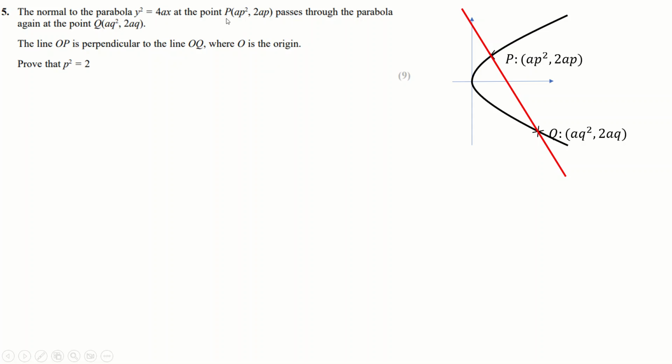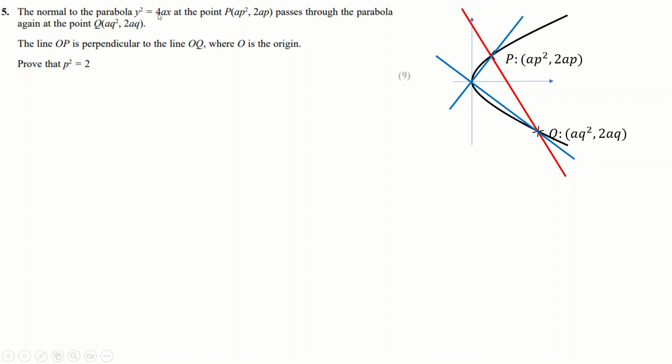there's a normal to P, sorry, so this is a right angle here. There's a normal to P that just happens to pass through Q. That's why I've drawn it like this. And then you've got some lines O to P, O is obviously the origin, so O to P and Q to P, and they also meet at right angles. They're also perpendicular to each other. And we're just being asked to, given that this is the setup, prove that p squared is equal to 2.